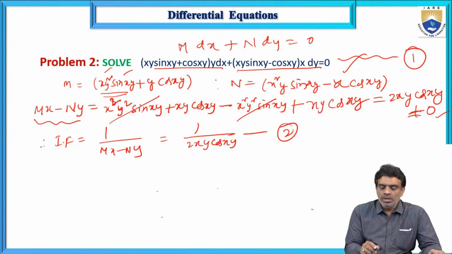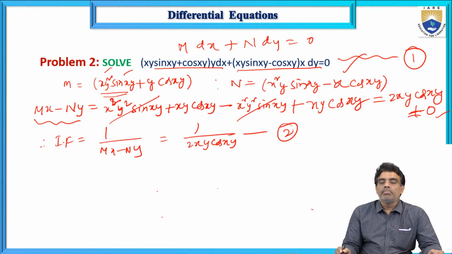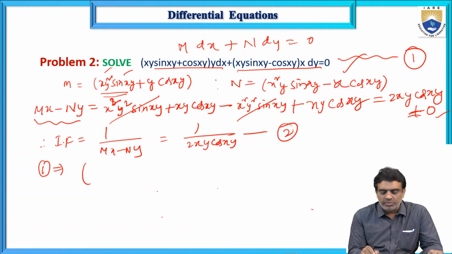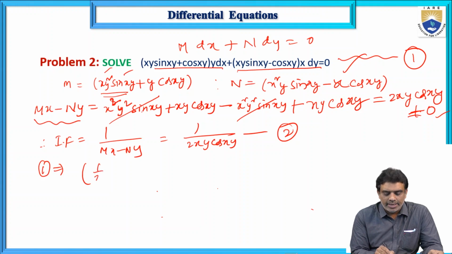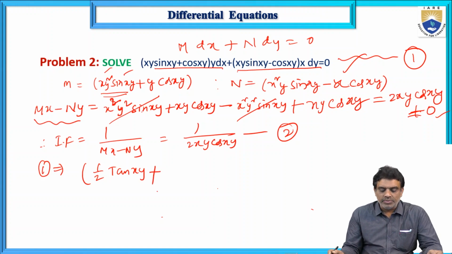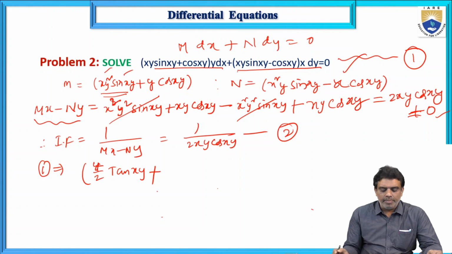Now, make equation 1 an exact equation by multiplying with the integrating factor. On multiplying, xy sin xy by 2xy cos xy gives 1 by 2 tan xy, the first term. I am multiplying this with 2xy, and xy cancels, and the 2 and y are also there. First term: y by 2 tan xy.